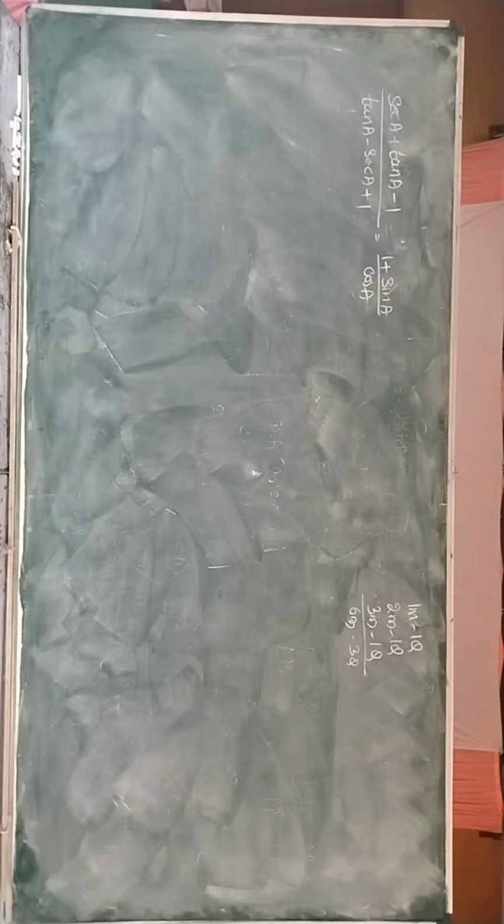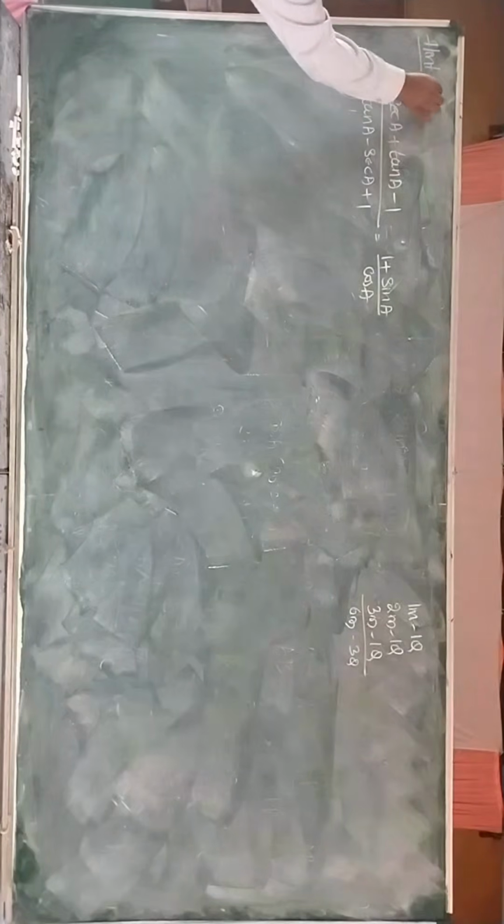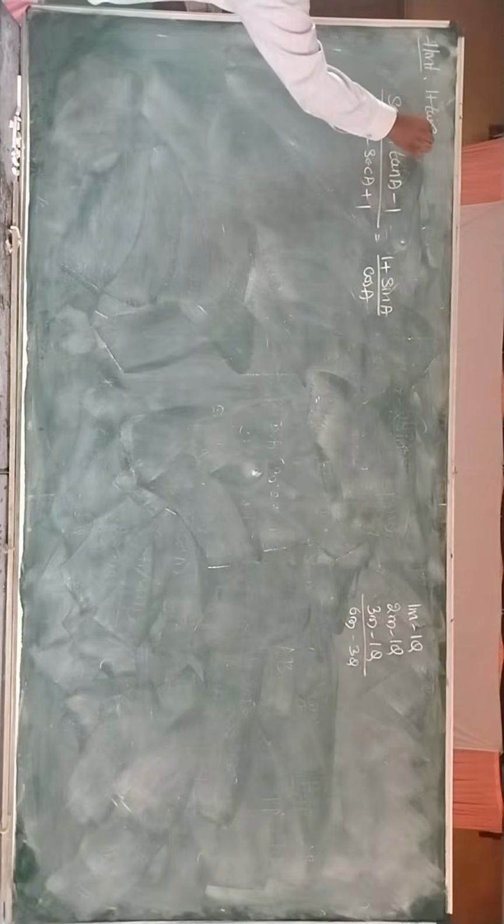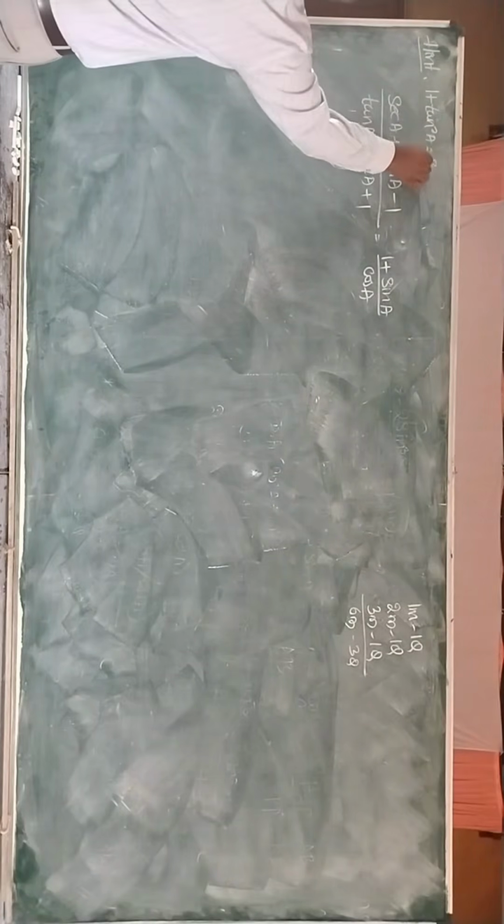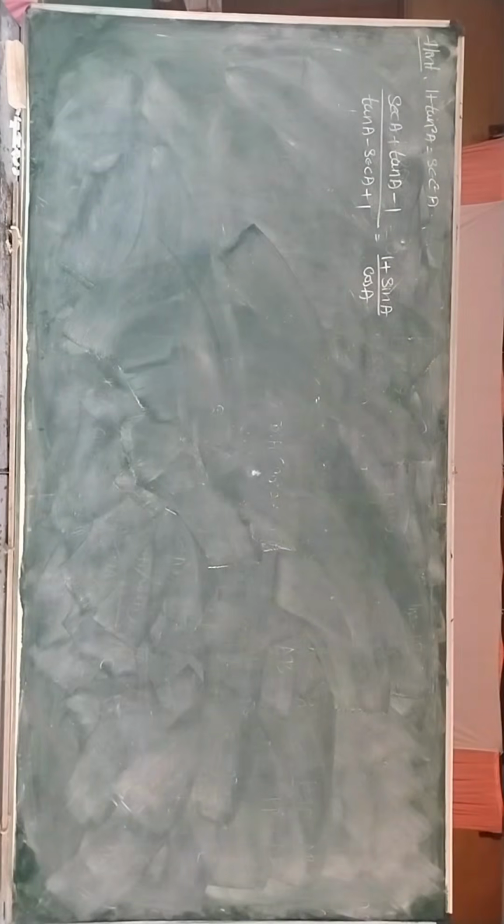You can use the identity. Hint I will give you. You can use the identity 1 plus tan square A is equal to sec square A. This identity you can use here. One plus tan square A is equal to sec square A, so 1 is sec square A minus tan square A. Use this identity and solve the example.